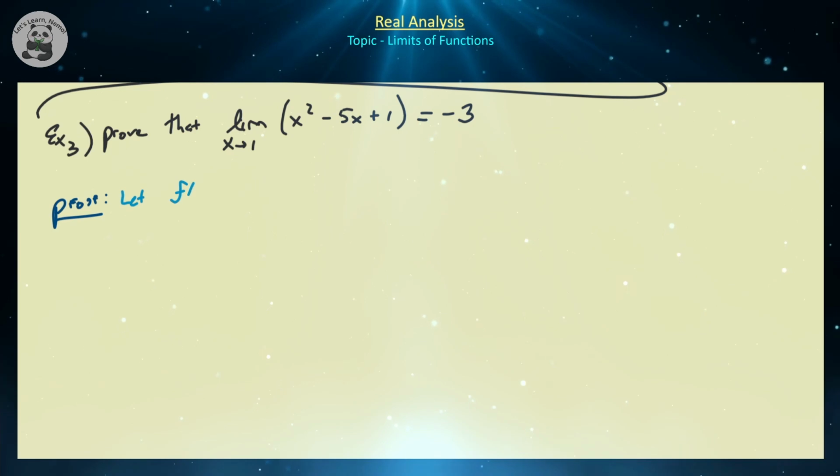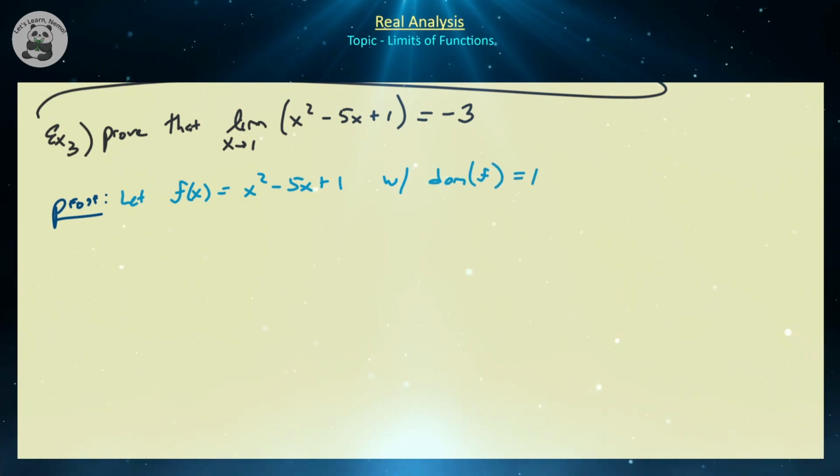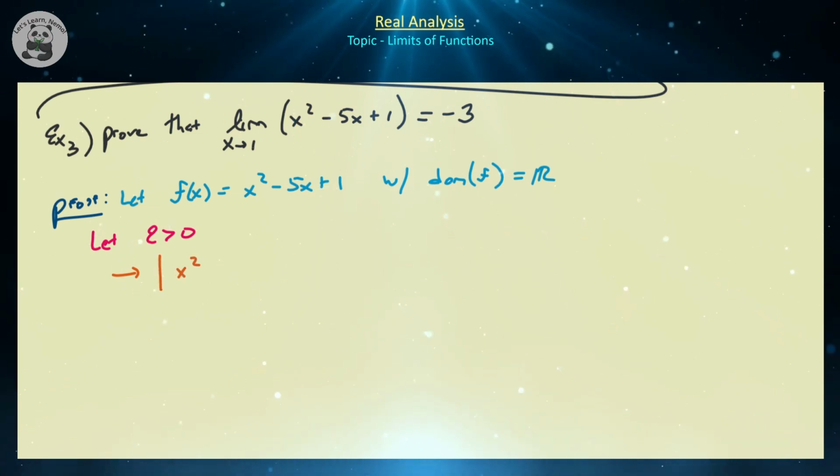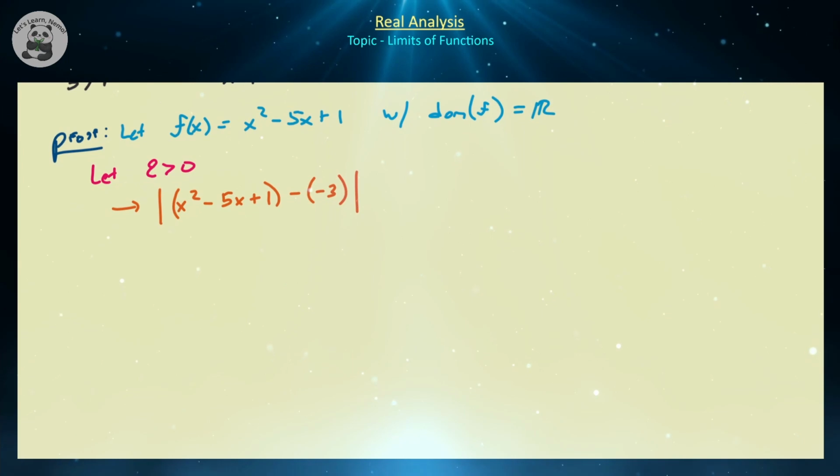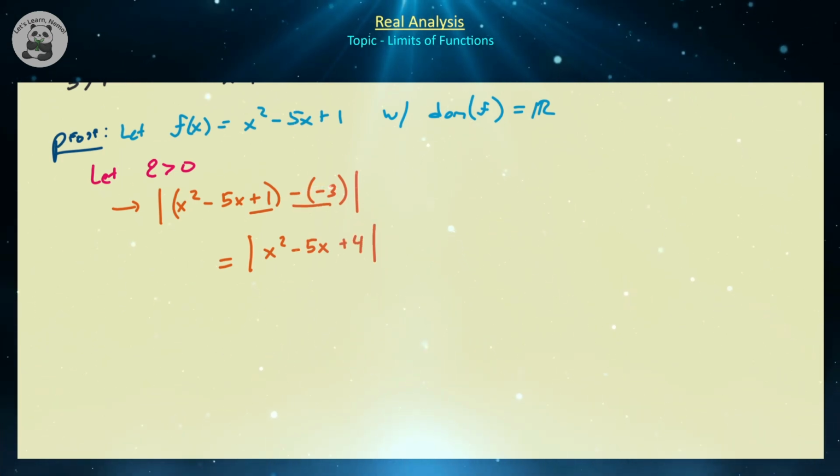So as usual, we're going to be letting f of x be equal to x squared minus 5x plus 1. And obviously the domain of this mapping can be chosen to be the set of real numbers since we're working with a polynomial. So we're going to be letting our epsilon be arbitrarily small but positive, and then let's see what happens to the distance between f of x and L. So the absolute value of x squared minus 5x plus 1, minus our proposed limit value of negative 3, is going to be equal to the absolute value of x squared minus 5x, and then we have 1 plus 3, which is 4.